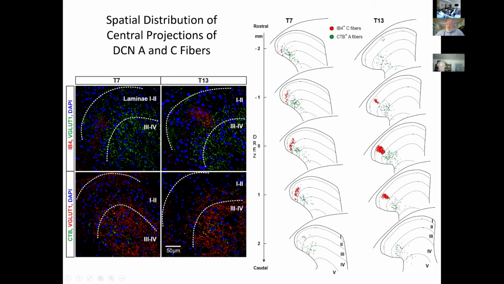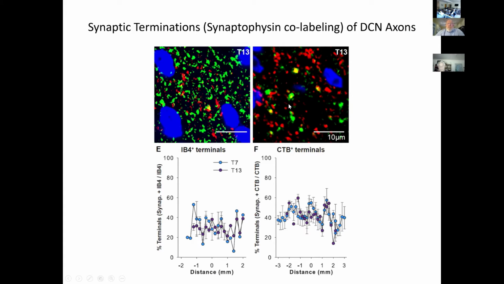If you go down to T13, things look somewhat similar, although the C fibers seem to be grouped a little bit more around the dorsal root entry zone, whereas the A fibers are a little bit more spread out. But we can quantify the amount of staining, the area that covers the staining. And in fact, if we co-label for synaptophysin, we can determine how many of those little branches are actually terminal synapses. Obviously, if you were slicing through the branch of a tree, you might cut through some twigs, but you might also cut through a twig where it's giving rise to a leaf.